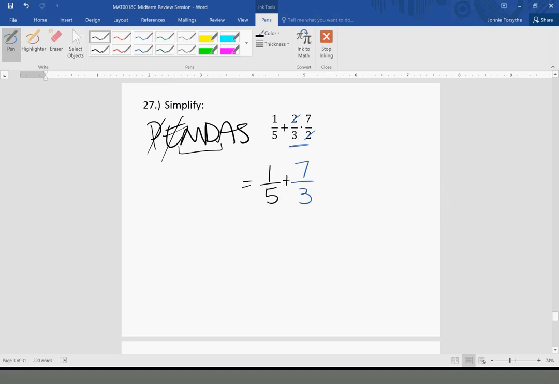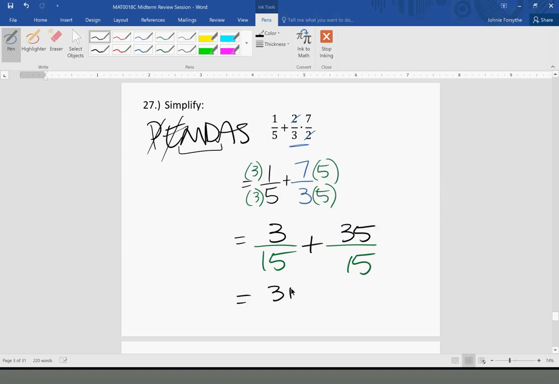And now I'm going to add the fractions. In order to add fractions, we must have a common denominator. So let's get a common denominator of 15. We can multiply the opposite denominators, but I have to multiply the top by the same thing to get equivalent fractions. So 3 times 1 is 3. 7 times 5, I want to use a different color. 7 times 5 is 35.